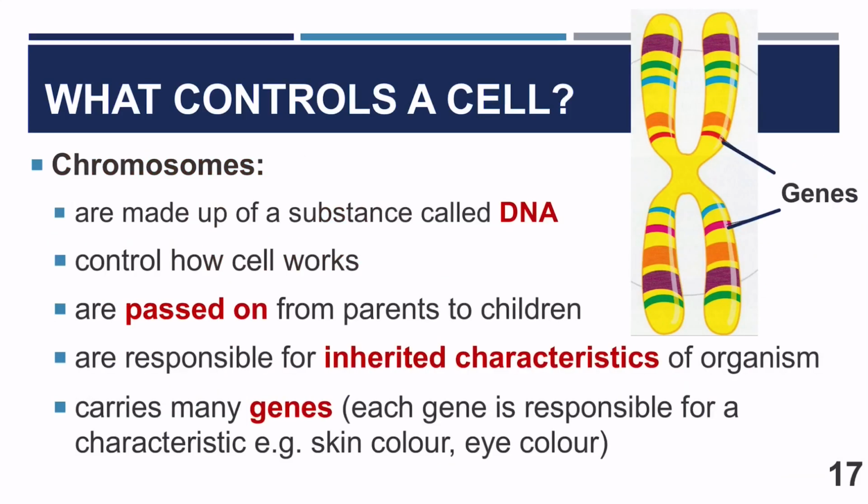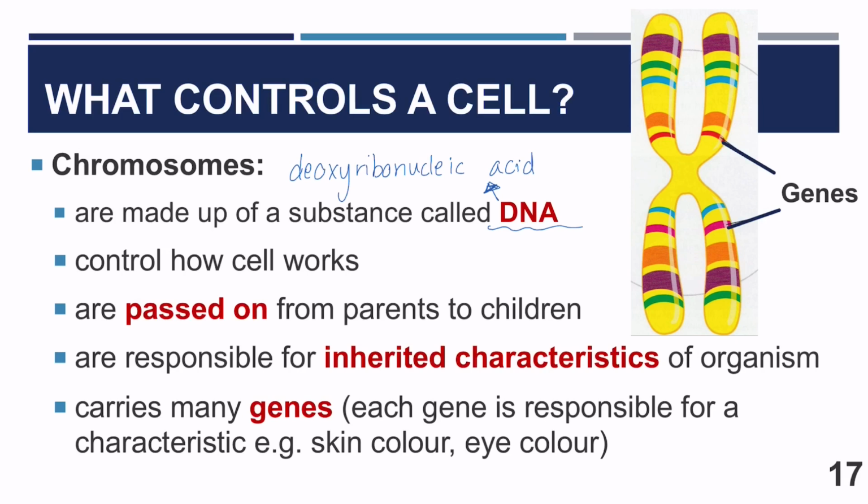Moving on, I just want to elaborate a bit on what exactly can be found in a chromosome. So now chromosomes are made up of a substance that's called DNA. If you're interested in what DNA actually means, it's actually called deoxyribonucleic acid. It's quite a mouthful, hence most people just refer to it as DNA.